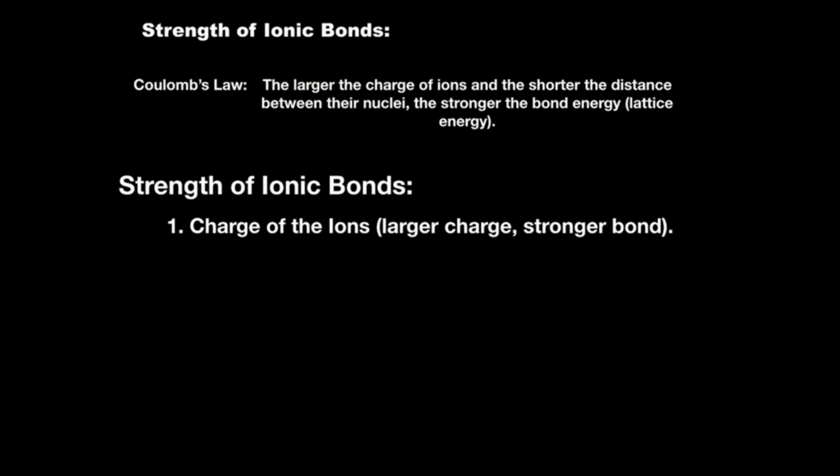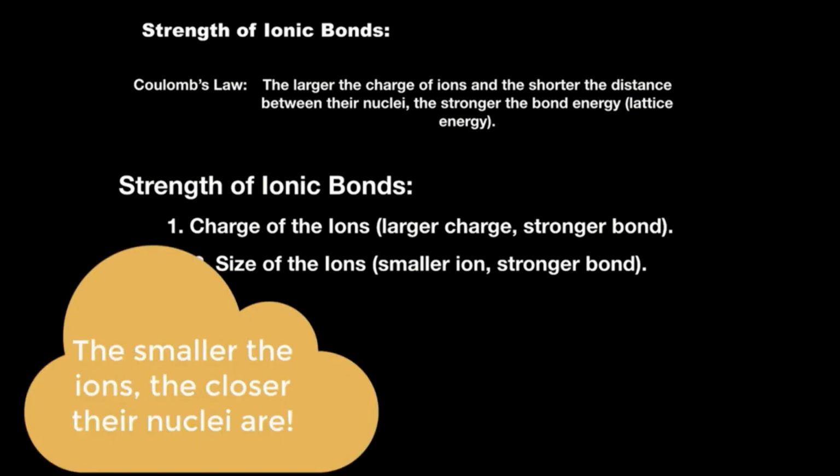The other factor that affects the strength of ionic bonds is the size of the ion. Okay, so for example, if I were to compare the strength of sodium chloride and lithium fluoride, if you notice, lithium and fluorine ions, they are smaller than sodium and chlorine, which tells you that lithium fluoride is going to have a stronger ionic bond. It's going to have a higher lattice energy because they are smaller ions.